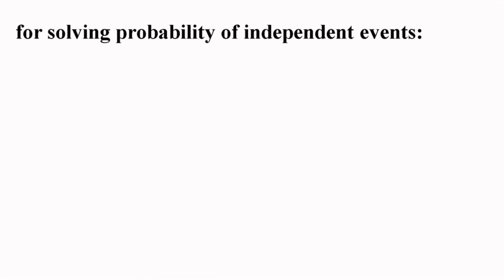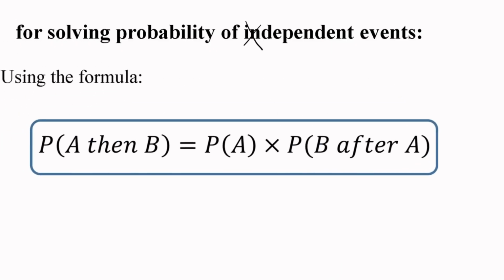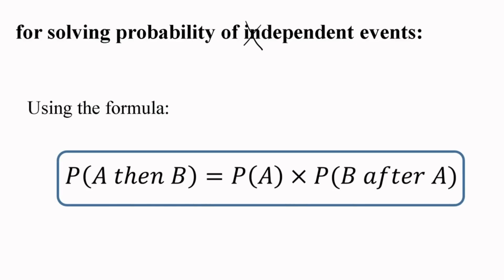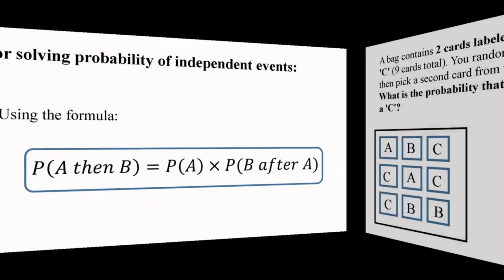Okay, we got familiar with the definition of dependent events. What should we do for solving probability of dependent events? I'm sorry, this is wrong. Dependent events. We are going to use this formula. P of A then B is going to be equal to P of A times P of B after A. What does it mean? How are we supposed to use this formula? Is it really complicated? Would it be difficult to use this formula? Don't worry, I'm going to explain that through examples. We are going to learn that completely with examples as always.